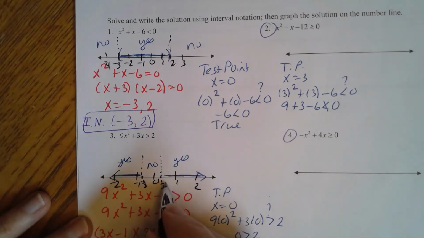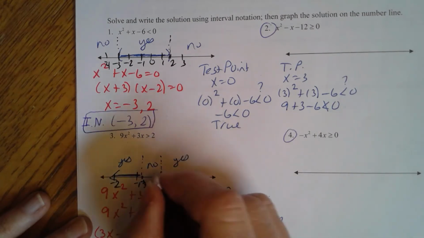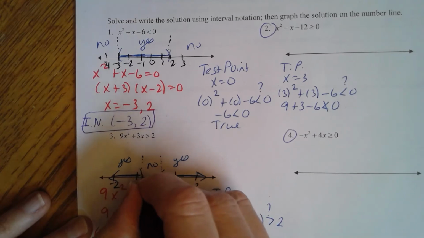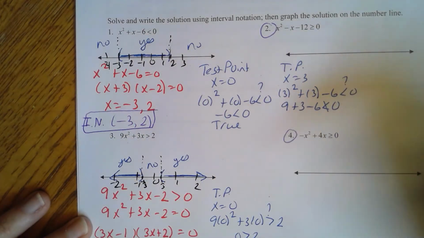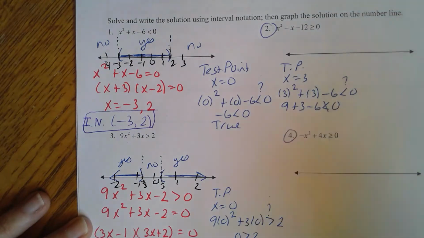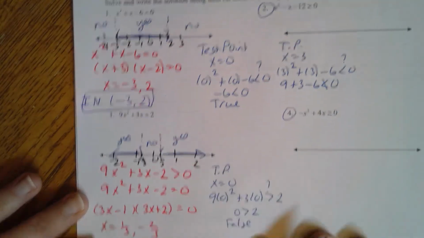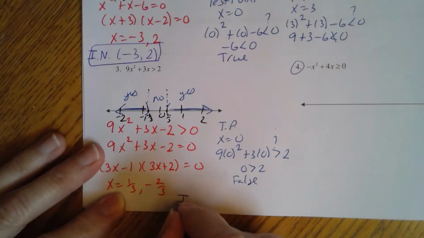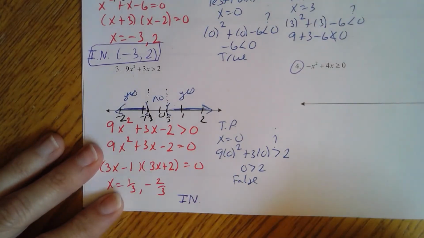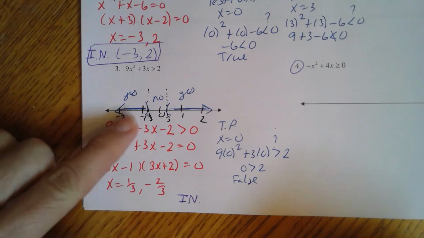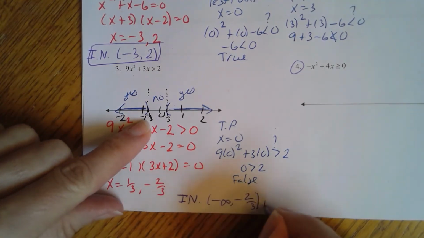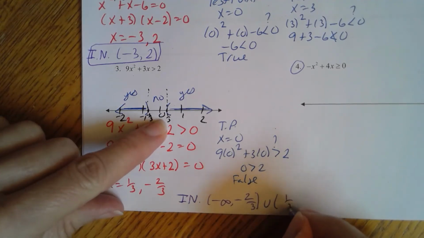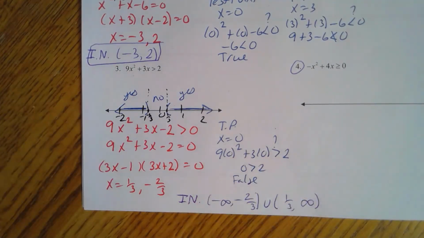We'll use a bracket or parentheses. Well, again, we have strictly greater than, so we're going to use parentheses. On these examples over here, we have less than or equal to, greater than or equal to, so you'll definitely use brackets. So writing interval notation, we're going to go from left to right and show what we've shaded. So we're going to go from negative infinity to negative 2/3, union positive 1/3 to infinity, and everything has parentheses, no brackets.